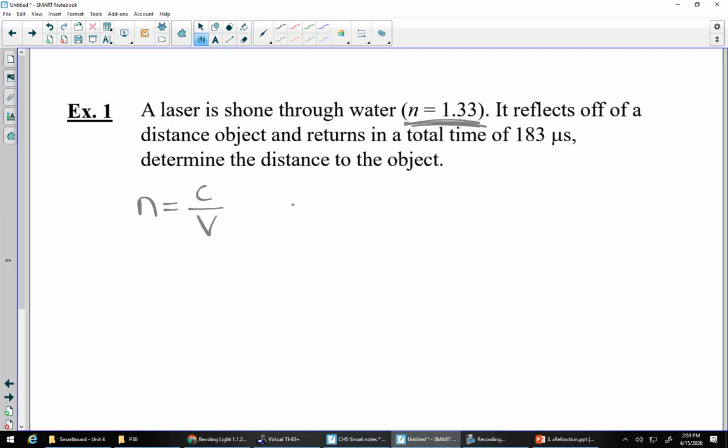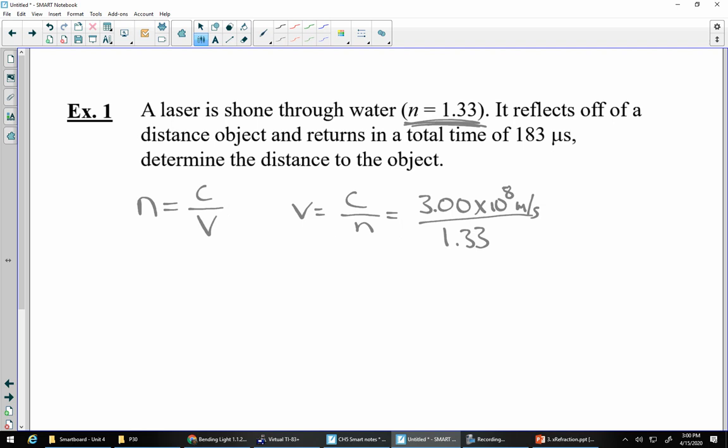So let's just rearrange that. V must be equal to c over n. We know that it should be smaller, so hopefully when we divide this out, it should be smaller than 300 million meters per second. So 3 times 10 to the power of 8 meters per second divided by 1.33 as our optical density or index of refraction.